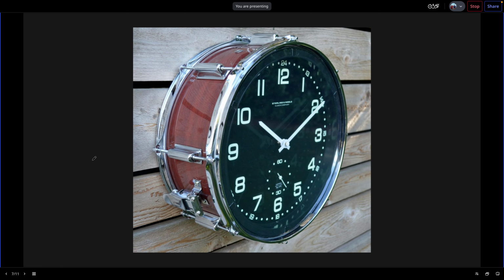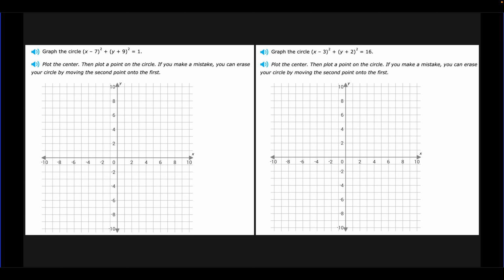All right, here's our clock for today, which means it's time for you to practice what you just learned. Go ahead and pause the video and try these two problems on your own. When you're ready, you can unpause the video and we'll check your answers.